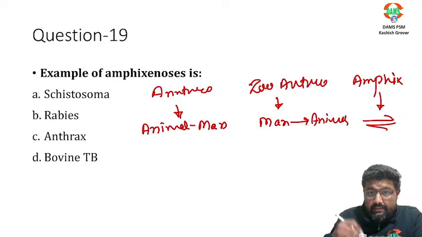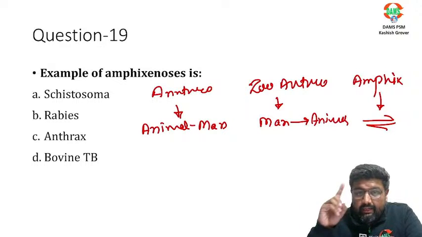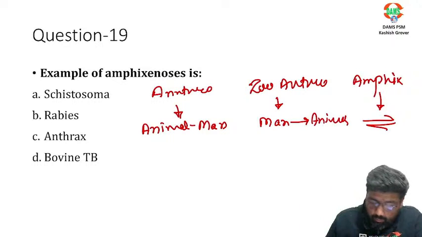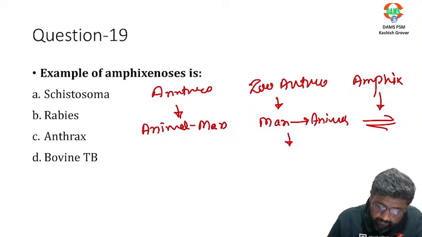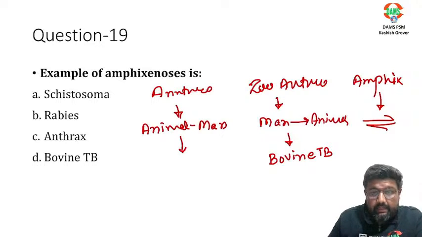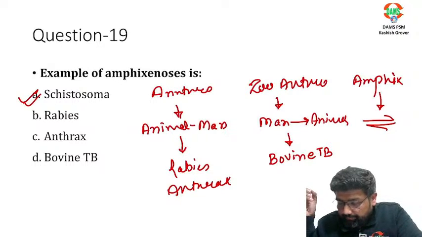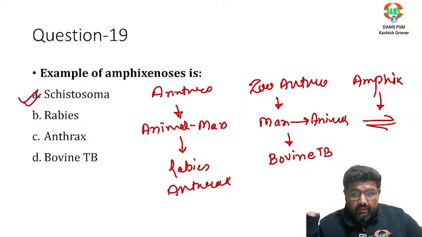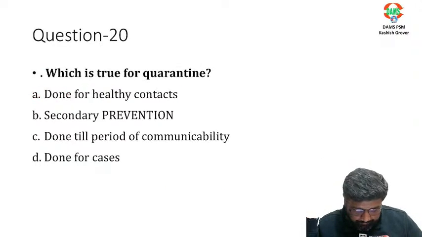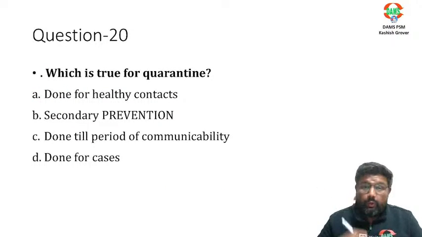So man is giving disease to animal, any one disease. When man is giving to animal, yes, bovine TB. Animal is giving disease to man, rabies, anthrax, and schistosomiasis. Right? So A is the correct answer here, which is true for quarantine.